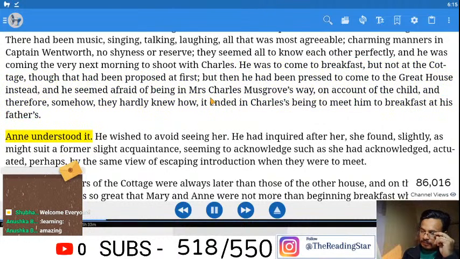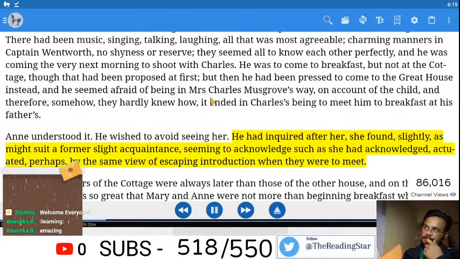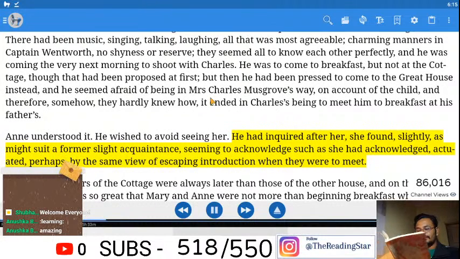Annie understood it. He wished to avoid seeing her. He had inquired after her, she found, slightly, as might suit a former slight acquaintance, seeming to acknowledge such as she had acknowledged, actuated, perhaps, by the same view of escaping introduction when they were to meet.